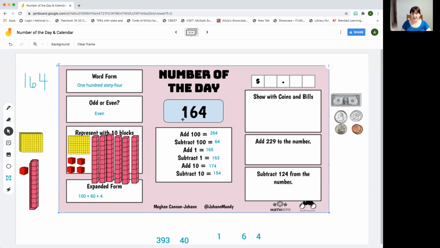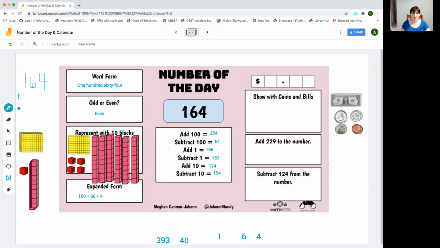Now, of course, when you're doing your addition and your subtraction, please make sure that you line your numbers up. You have your ones, tens, and hundreds. It's very important. Let's go ahead and look at our next thing.